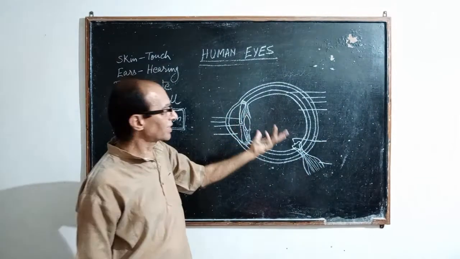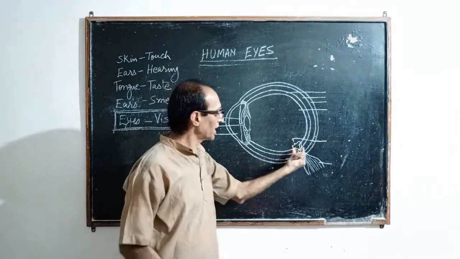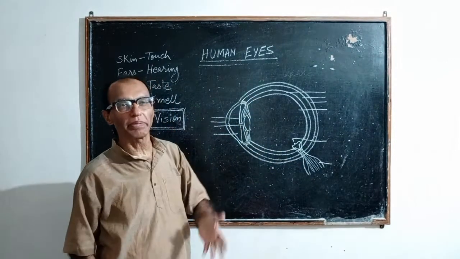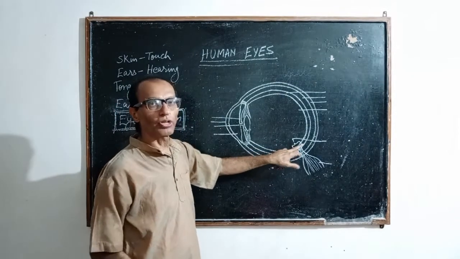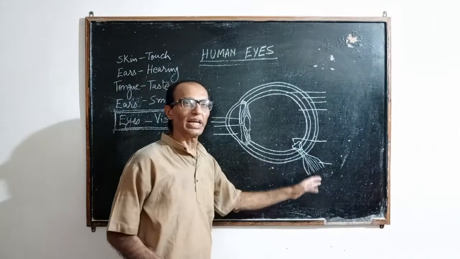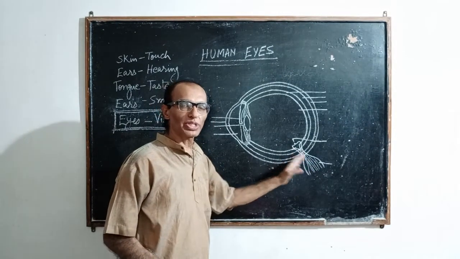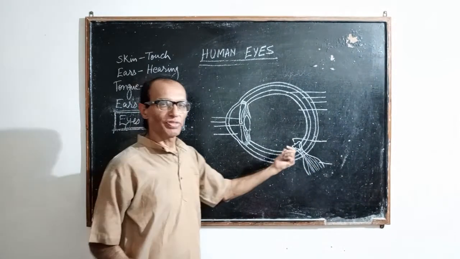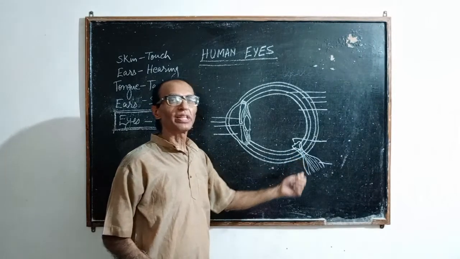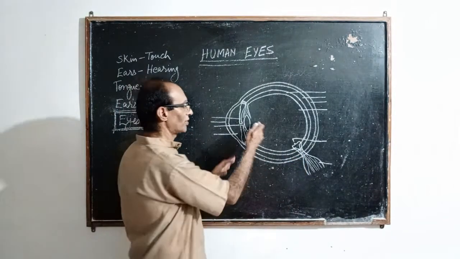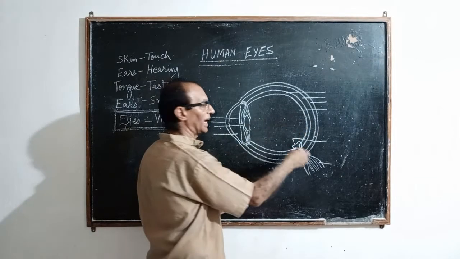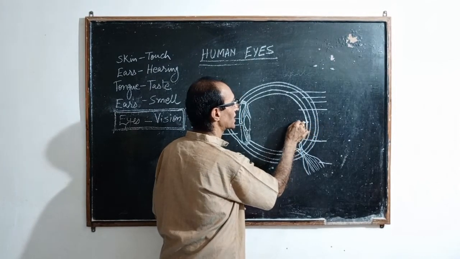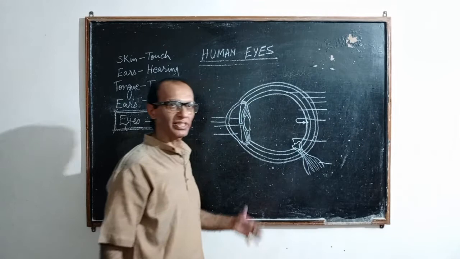Now, if by any chance any kind of image is formed in this portion, then that image won't be interpreted by our brain, because there are no nerves in this section. All the nerves are leaving this portion. So no sensation will be felt, and no image will be interpreted by the brain. If this is the portion where no image is formed, then where exactly is the image formed? The image is formed just exactly behind this lens, and this portion is referred to as the fovea centralis.